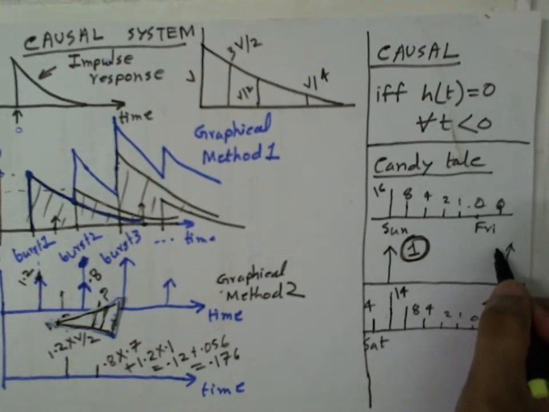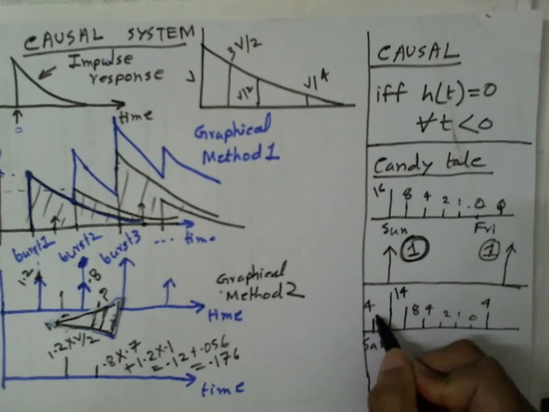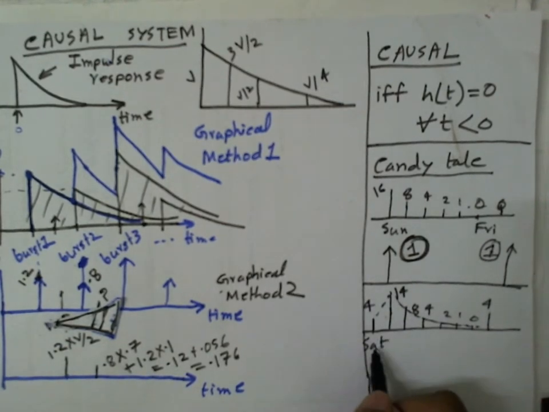So this is another impulse, but I will borrow the candies beforehand, before that day. Okay, so then this is the impulse response, and it starts before the cause.